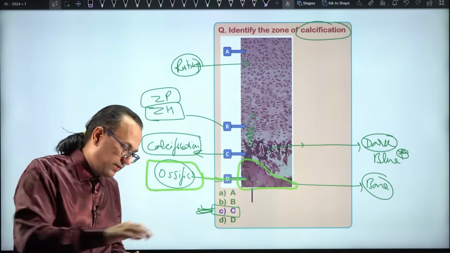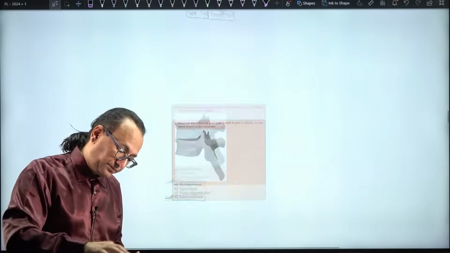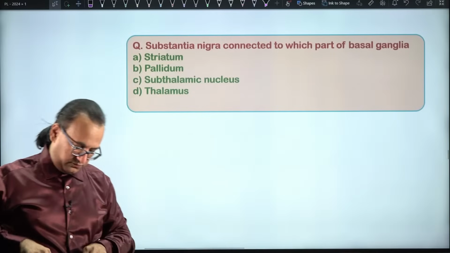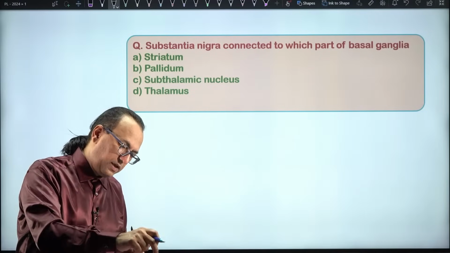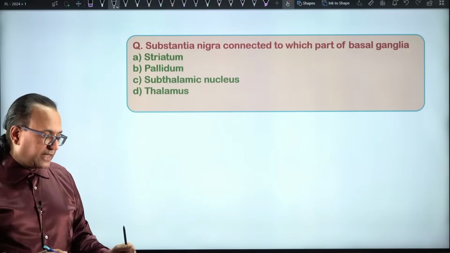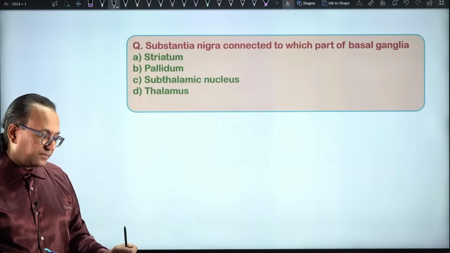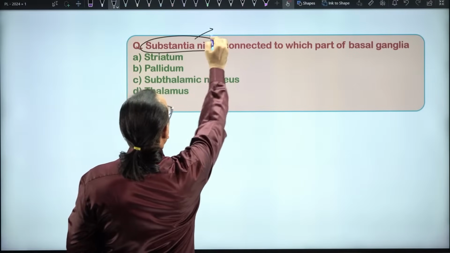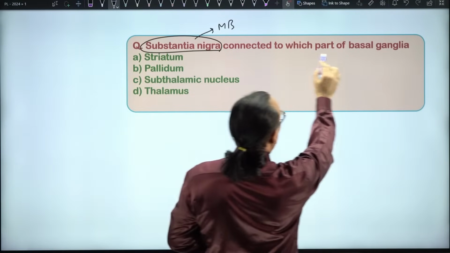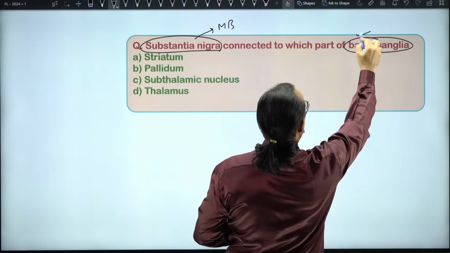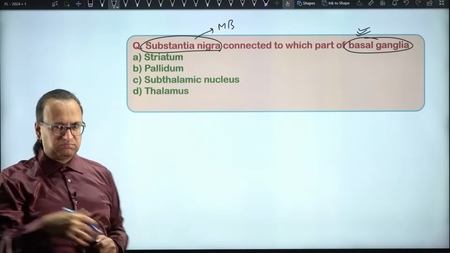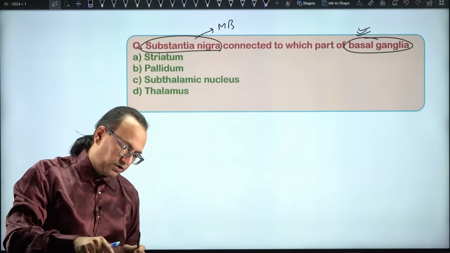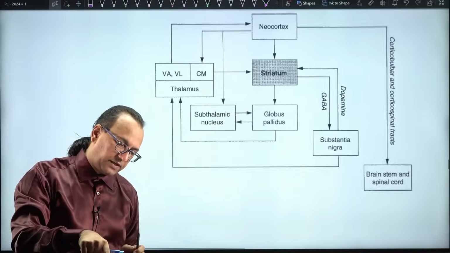Okay, so as we proceed further, you find this question which you must be knowing the answer. It is asking about the substantia nigra, which we know is in the midbrain. So, substantia nigra, which is in the midbrain and is connected to which part of the basal ganglia. So, basal ganglia, as continuously we keep getting questions upon, before you try to find the answer, look at this circuitry of basal ganglia.